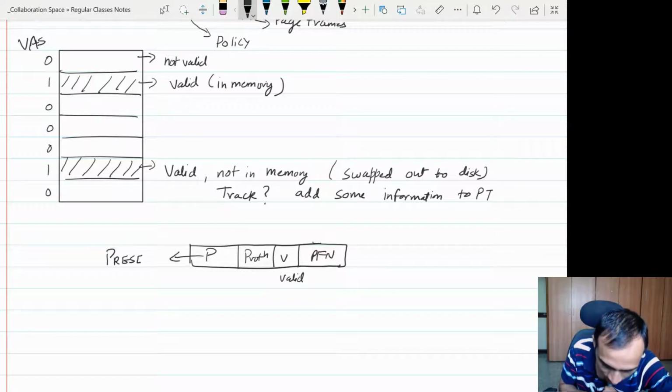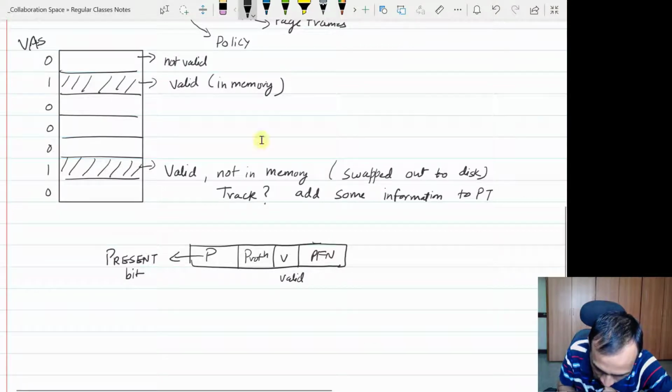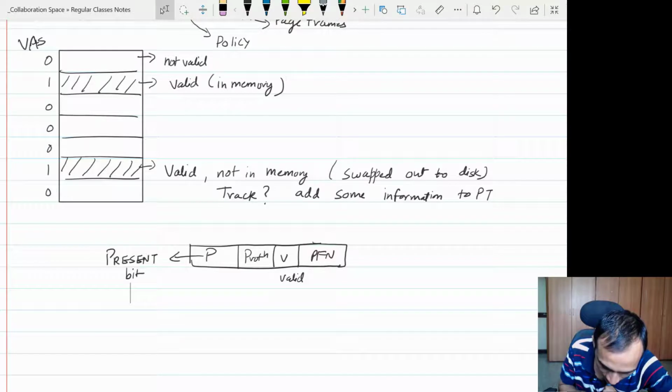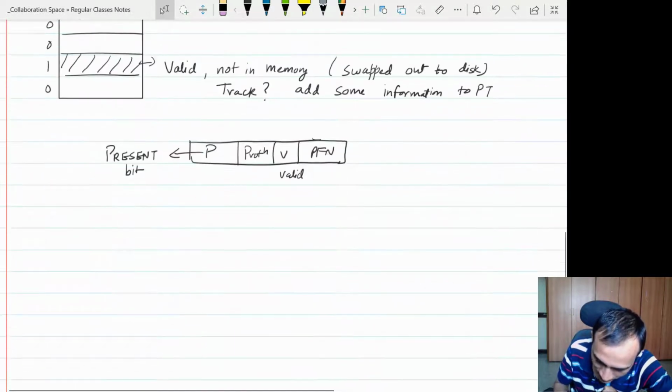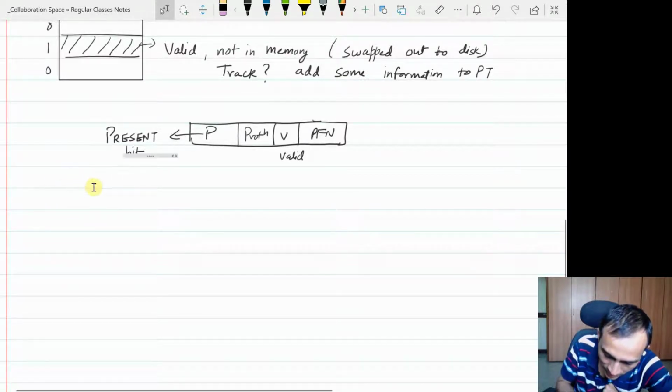I mentioned earlier in one of the classes in passing, but we didn't discuss that. We said we'll discuss that in future lectures. So this is called the present bit, which will be added in our page table entry. And this present bit will basically indicate whether the page is in memory or not.